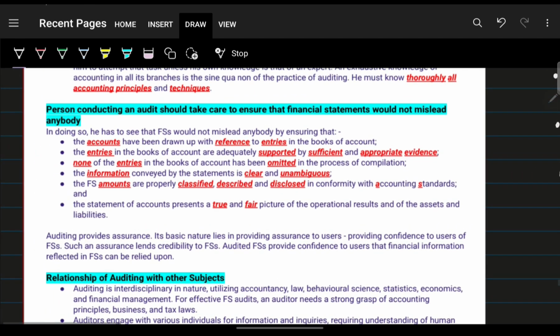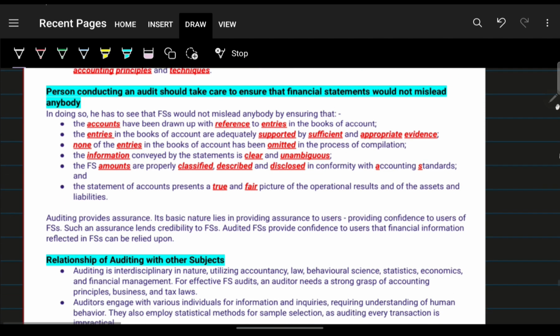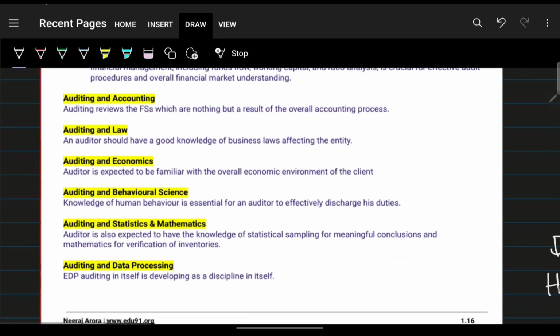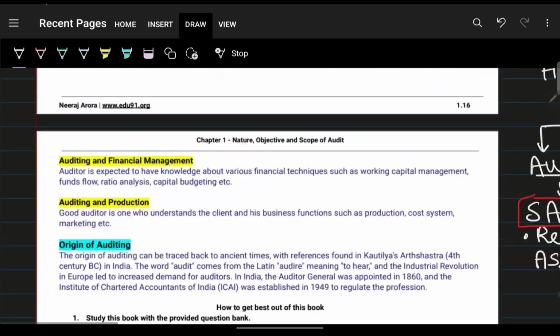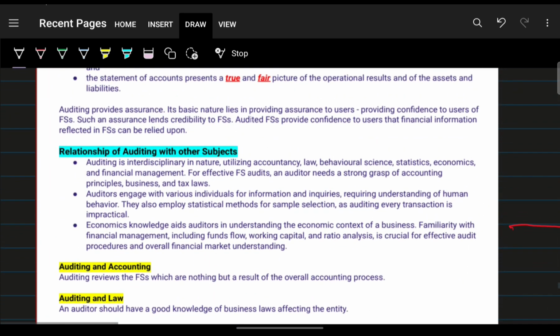Let me see what that is. What did we miss? Yeah, we missed that the information conveyed by the statements should be clear and unambiguous. Okay, so it should be clear and unambiguous. Okay, next, that's it. Okay, cool.